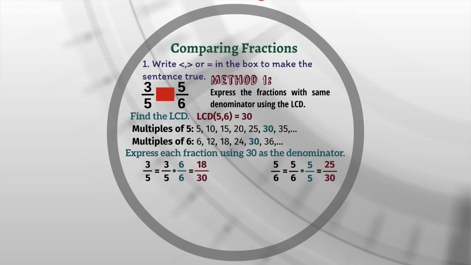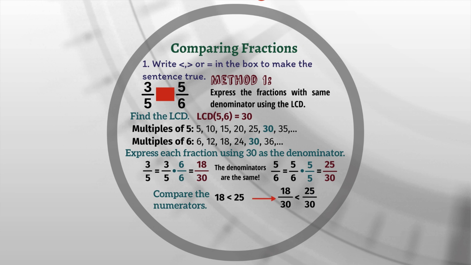Note that even though we're multiplying the fractions, their value stays the same, since we're just multiplying a fraction equal to 1, like 6 over 6 and 5 over 5. Now the denominators are the same, and we can easily compare the fractions. Simply compare the numerators 18 and 25. Since 18 is less than 25, 18 over 30 is less than 25 over 30. That means 3/5 is less than 5/6.